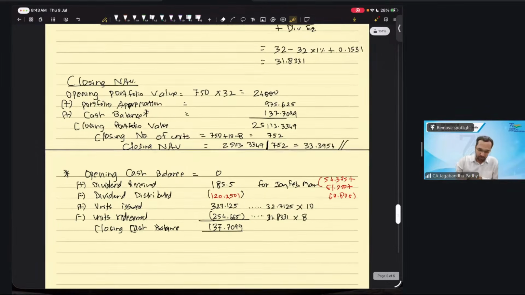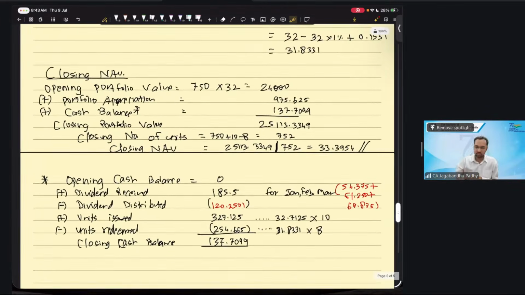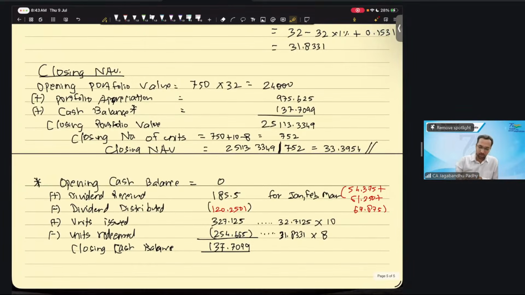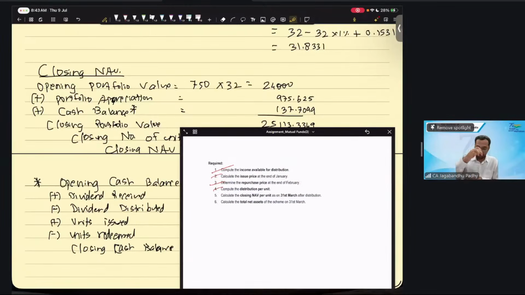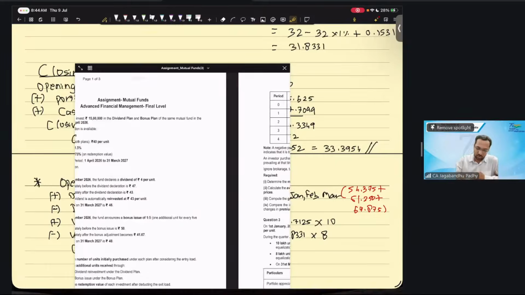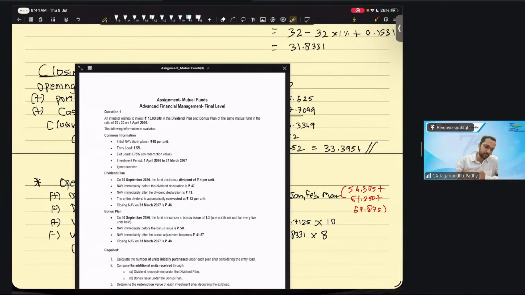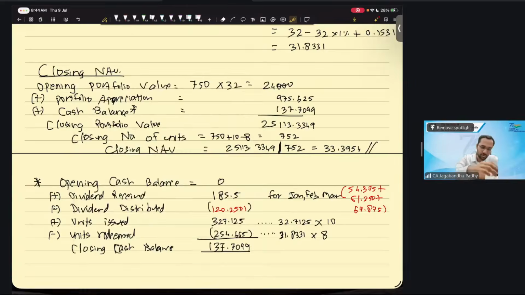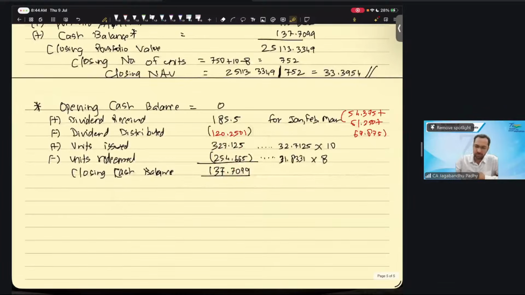Okay, so we are done with this mutual fund. All the three questions are done. So we have seen how to compute NAV, how to compute the rate of return, geometric return, then computing the NAV using the dividend equalization concept also. Right. So with that, we are through with the mutual fund revision.